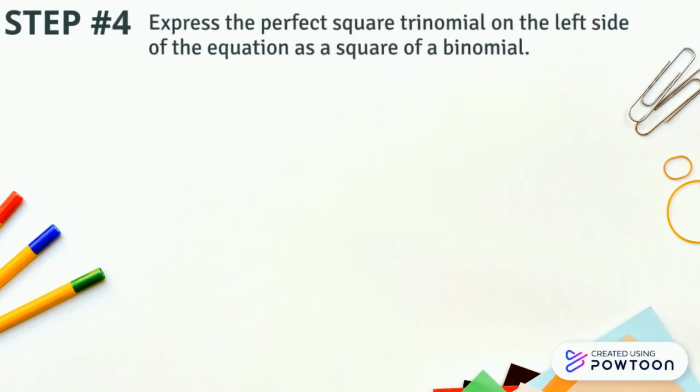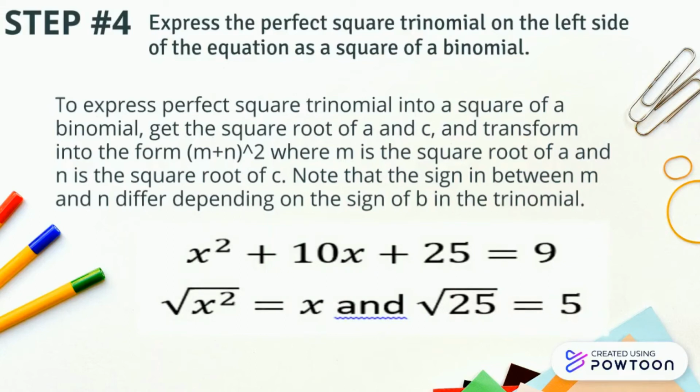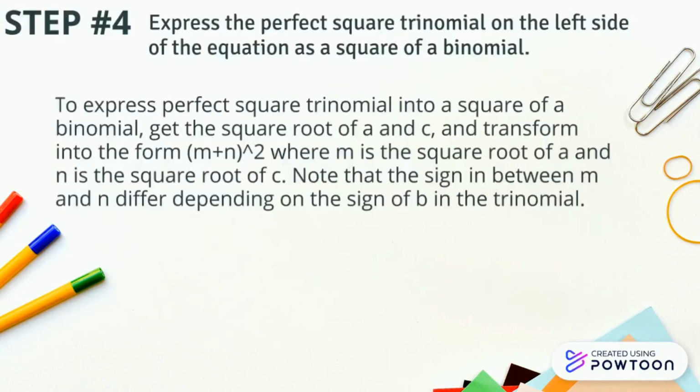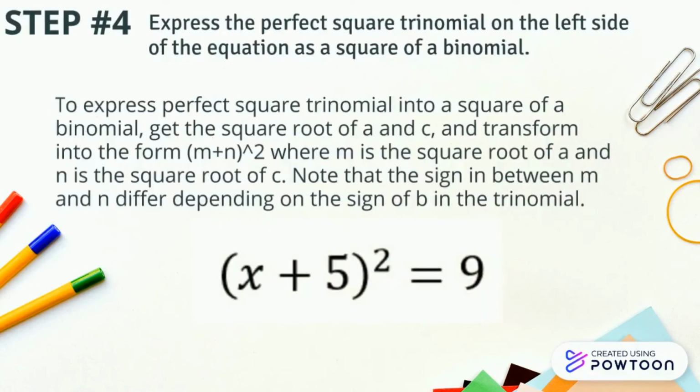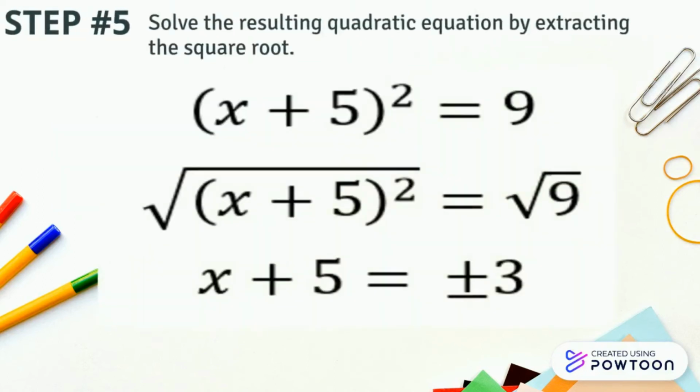Step 4. Express the perfect square trinomial on the left side of the equation as a square of a binomial. To express the perfect square trinomial as a square of a binomial, get the square root of a and c, and transform it into the form (m plus n) raised to the power of 2, where m is the square root of a and n is the square root of c. Note that the sign in between m and n differs depending on the sign of b in the trinomial. Step number 5. Solve the resulting quadratic equation by extracting the square root on both sides of the equation.